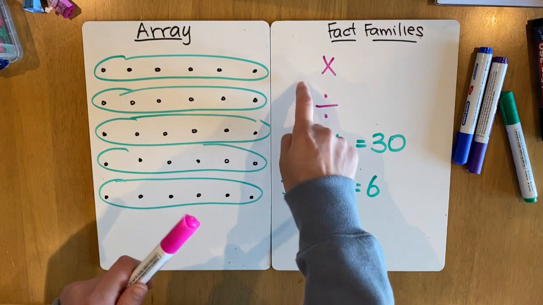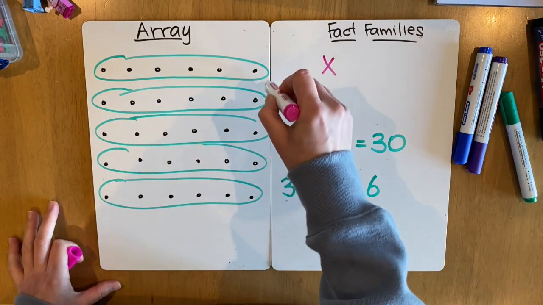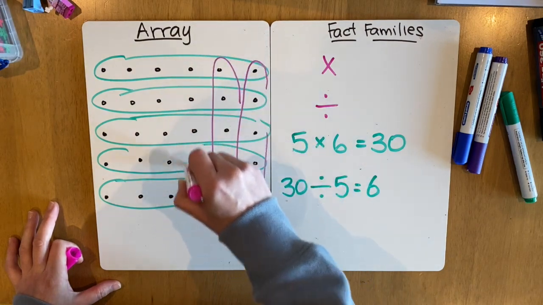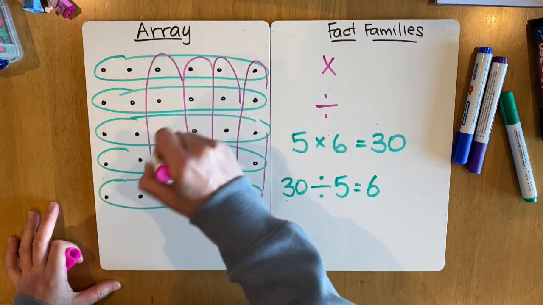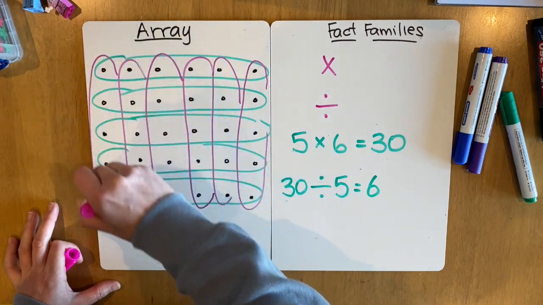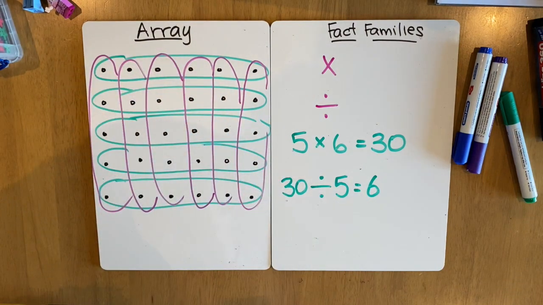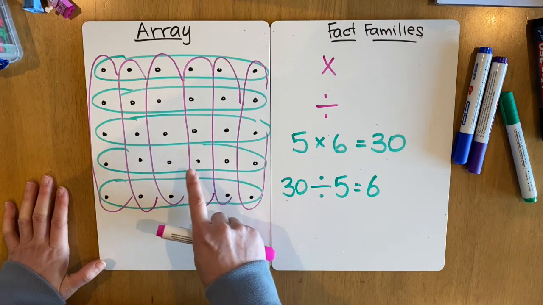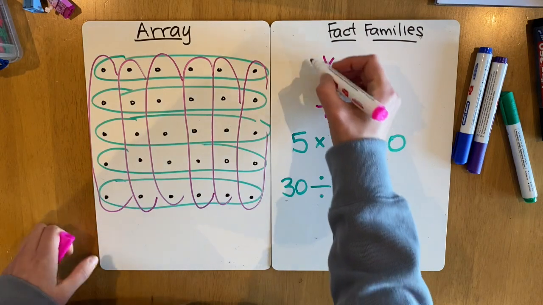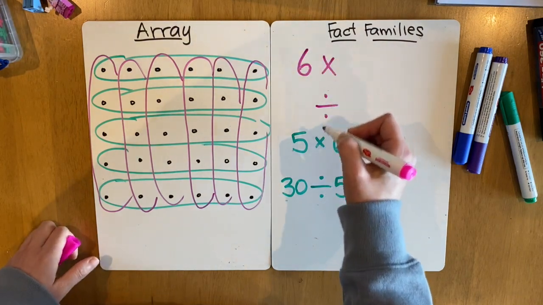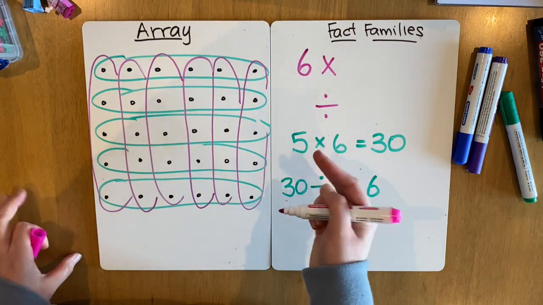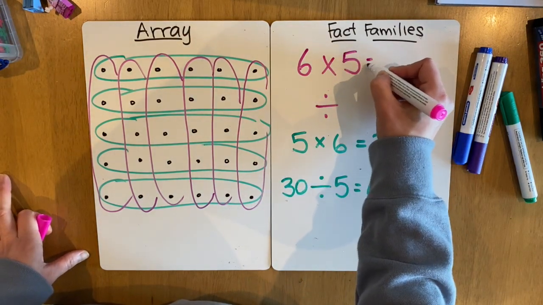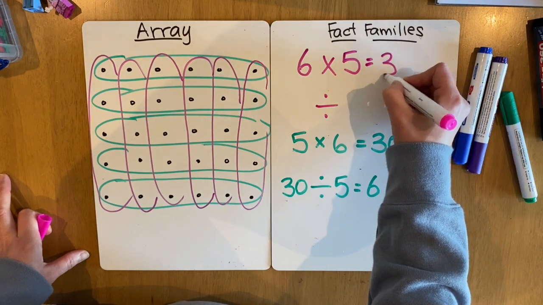Now let's do it in pink. Let's do our pink number sentences. So we can go this way. So how many groups are there? 1, 2, 3, 4, 5, 6. 6 groups and 5 in each group. Remember, with the commutativity rule, we can just swap these numbers and it gives us the same answer, equals 30.